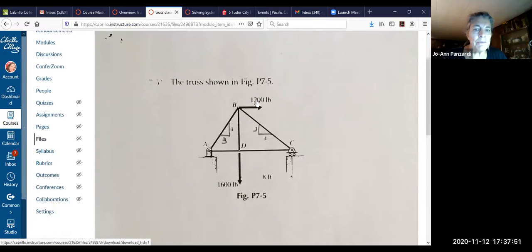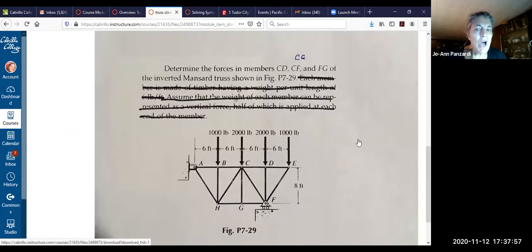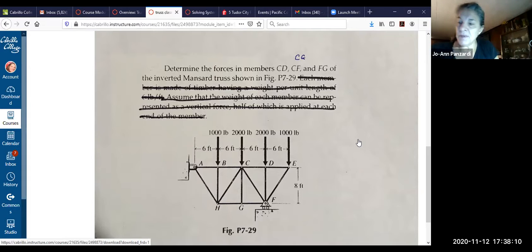And there are 2 problems. This one, we're going to skip because this is going to be method of joints. But we're going to do this one instead. And we already talked about it. Okay, here are the names. I don't know where we ended last time, so I'm just going to start in the middle.